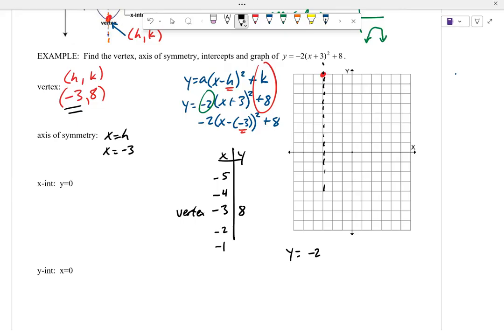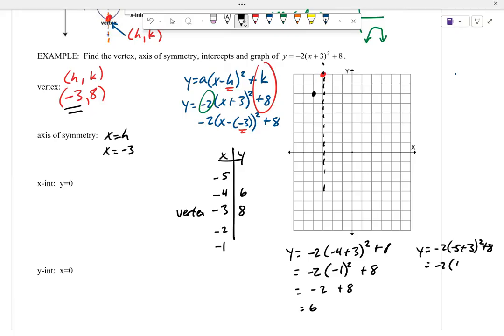So let's plug in negative 4. Negative 4 plus 3 is negative 1, squared is just a positive 1. So I get negative 2 times 1, which is negative 2, plus 8, so I got 6. So negative 4, comma 6. I could throw in negative 5. Negative 2 squared is a positive 4, so negative 8 plus 8 is 0. I could plug in negative 2, and guess what? I'd get 6. I could throw in negative 1, and guess what? I would get 0.